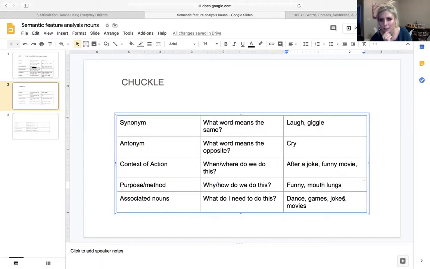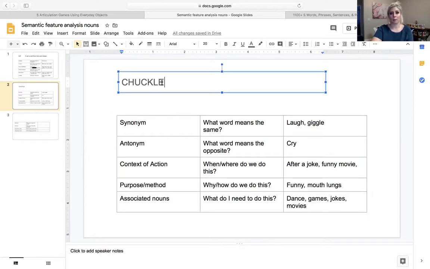That was an interesting answer. I'm trying to remember how I got to dance. Dance, games, jokes, movies. I'm not quite sure how we got to dance during this activity. I have to really try and remember. Maybe because when you're having a good time, you dance and you might chuckle. I have no idea.